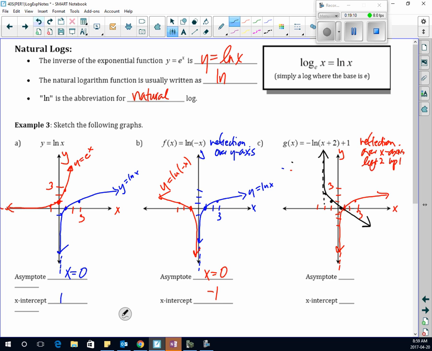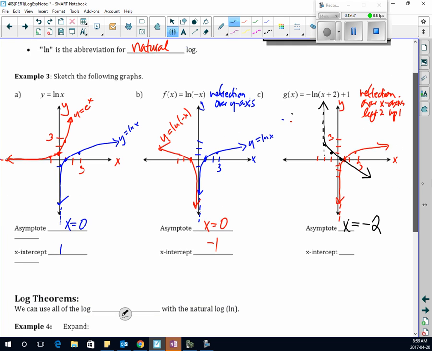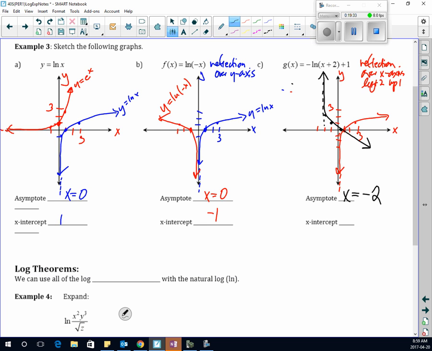Okay, what's my asymptote? X equals negative 2. What's my x-intercept? Oh, I don't know for sure. So how do I figure this out? Is that e? No, e is 2.71. It can't be. Minus 2. Yeah.